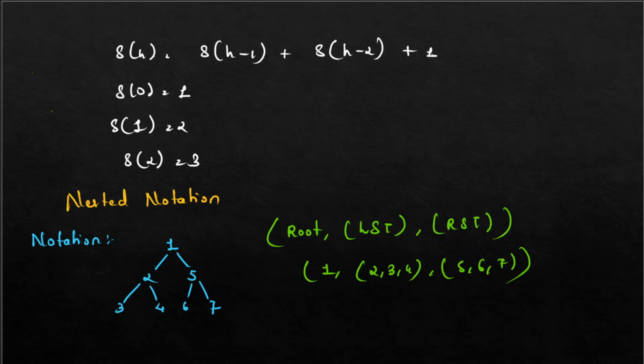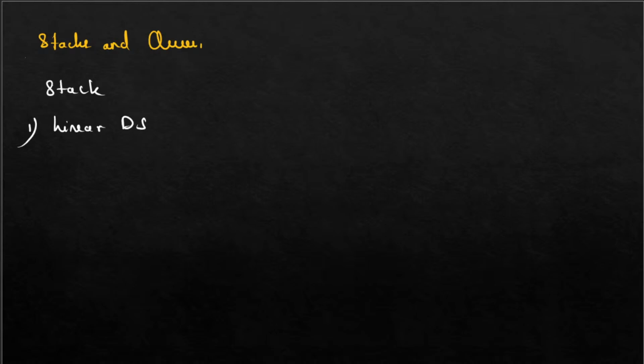Now let's discuss stacks and queues. So with that, let's get started with stacks and queue. So the first is stack. The first point here is it is a linear data structure. DS means data structure. Second, it follows first in, last out. Not first in, first out, but first in, last out. So it follows two notations.